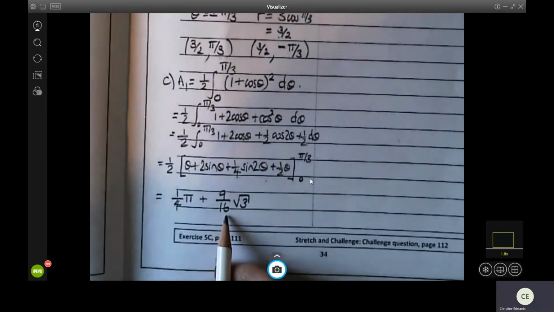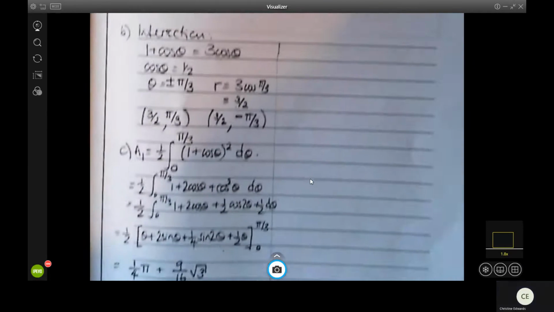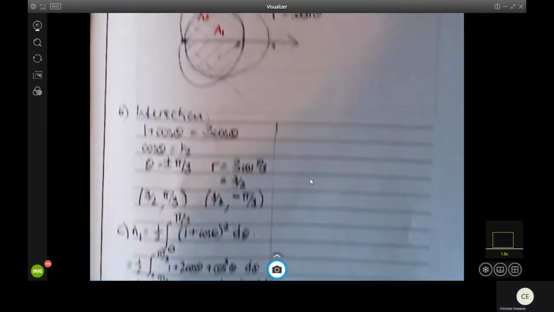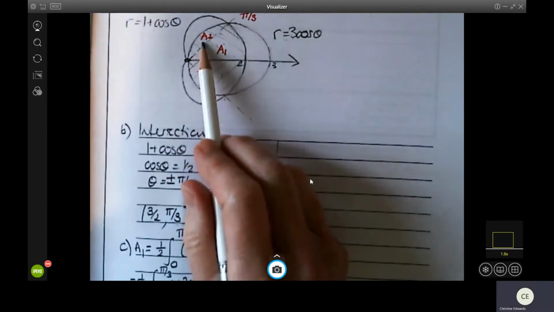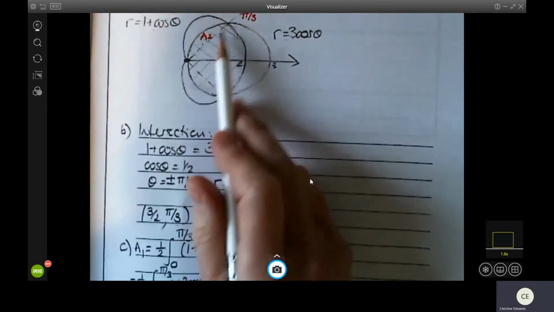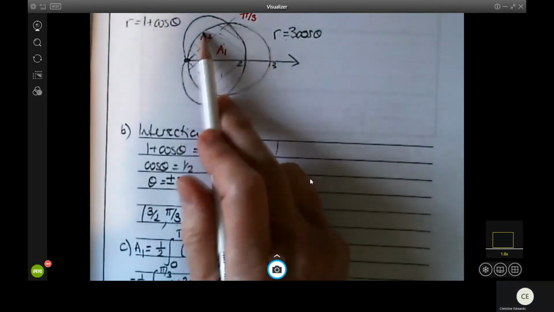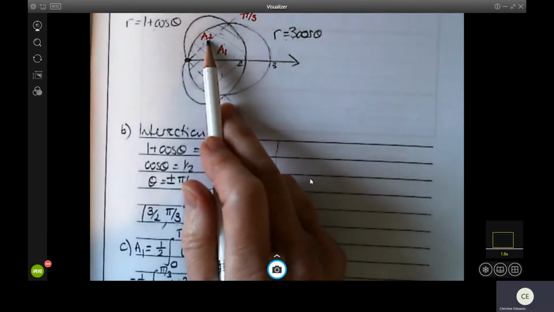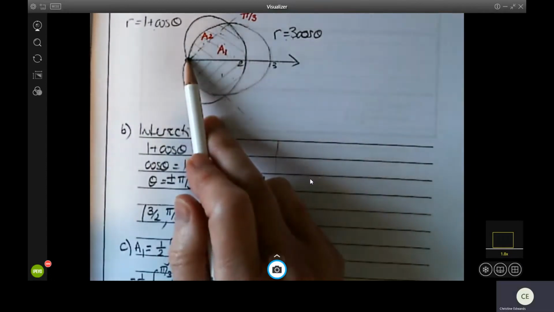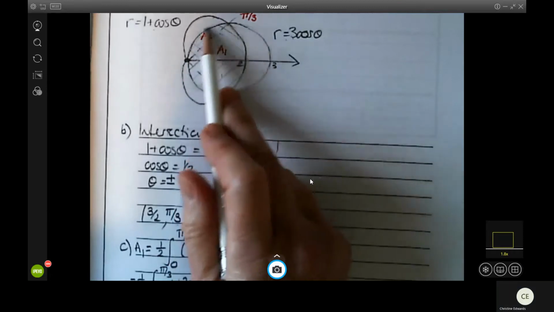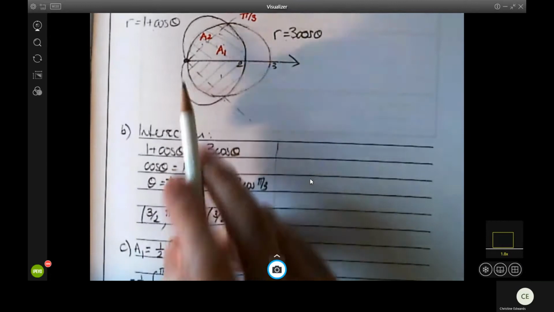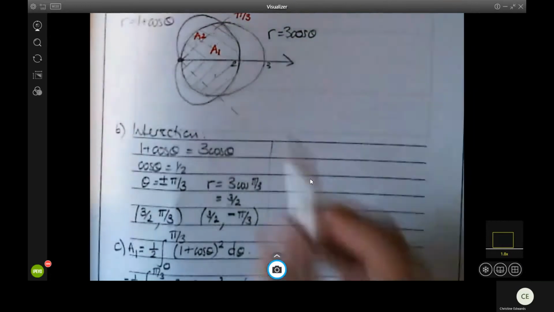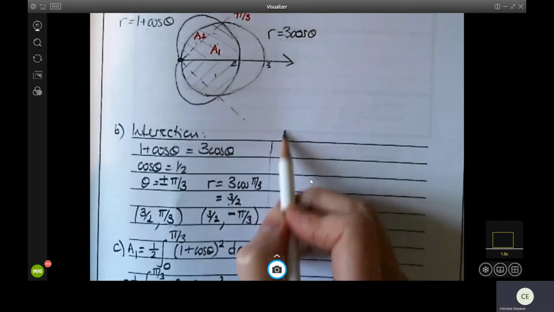I'm now going to evaluate area 2. So I'm looking at this area from the line pi over 3 up to the circle. Area 2.